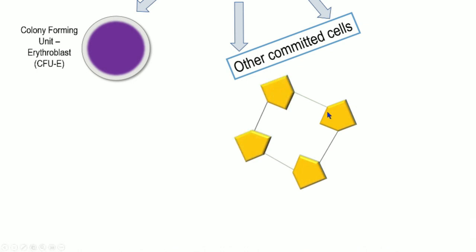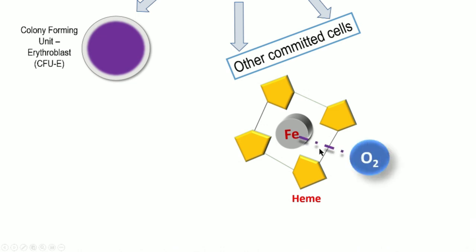Hemoglobin consists of a protoporphyrin ring, and in the center of this protoporphyrin ring is the ferrous ion, the iron. This structure as a whole, the protoporphyrin ring along with iron, is called heme. The iron present in the center of this ring reversibly binds with oxygen, and by doing so, it performs its function of transporting oxygen throughout the body.